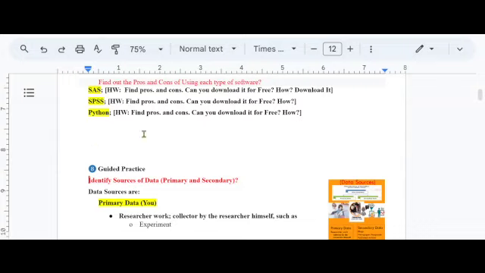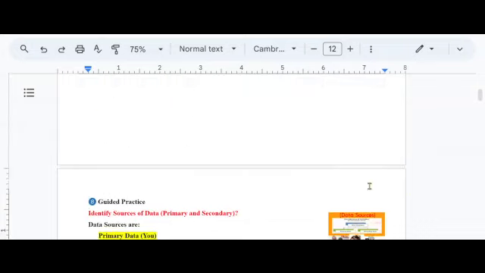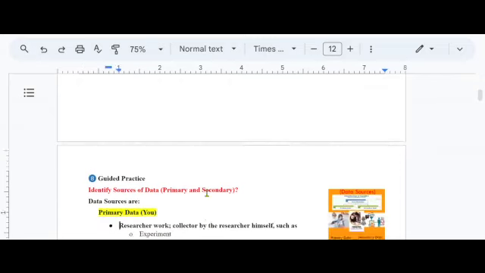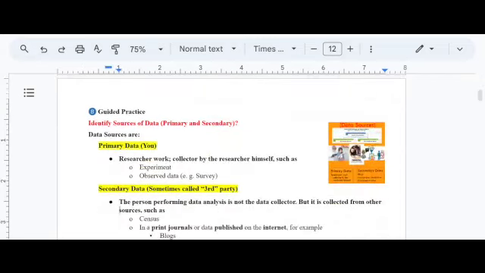Okay, let's go to guided practice. The question here: can you identify sources of data? We talked about this last time, and we'll talk again. We have two types of data sources. It's you, or you get it from somebody else. They call it secondary data, sometimes called third party. About you, what do you do? You do experiments or observation of data.